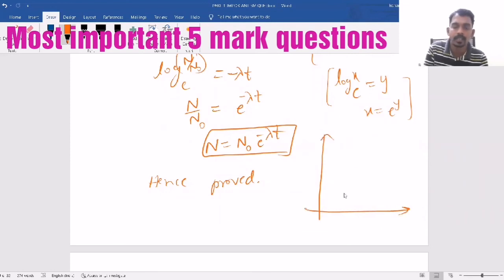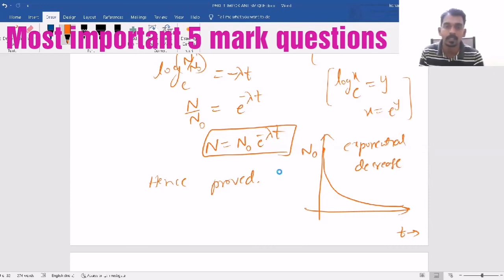So when you consider the graph, what kind of variation is it? Exponential variation. At t equal to 0, e power 0 is 1, so the initial number of atoms is N naught at t equal to 0. As time increases, the N value keeps on decreasing and tends to 0. As t tends to infinity, N tends to 0, because e power minus infinity is 0. So it is an exponential decrease. That is the variation of the number of atoms undecayed with respect to time.